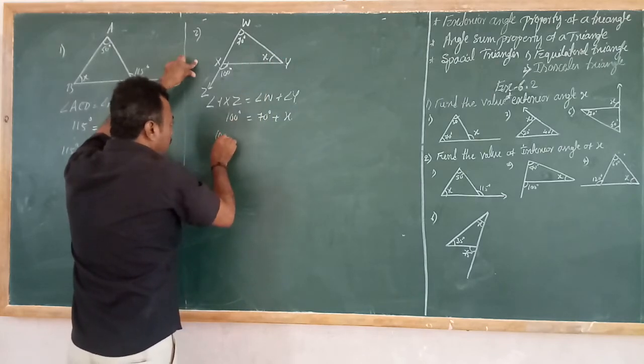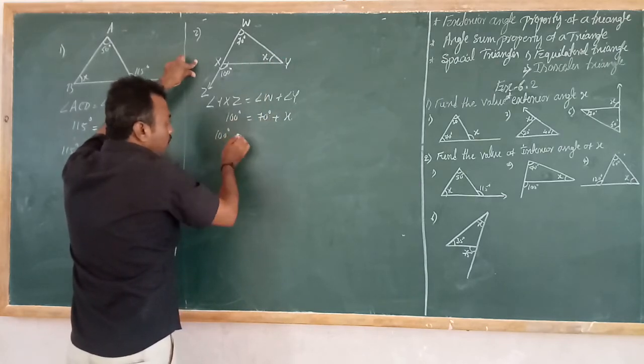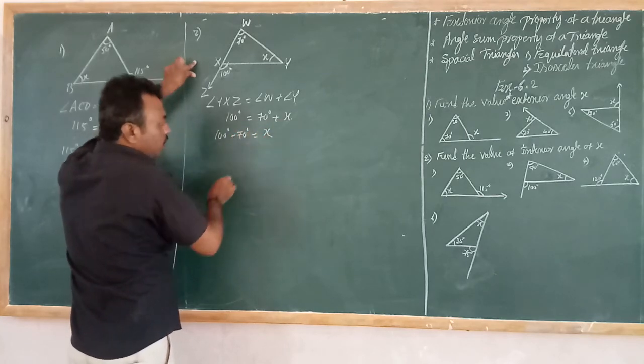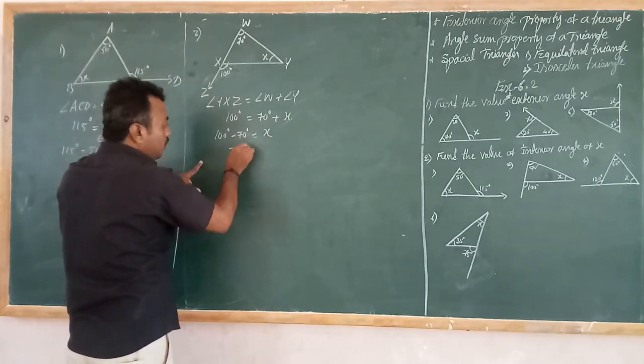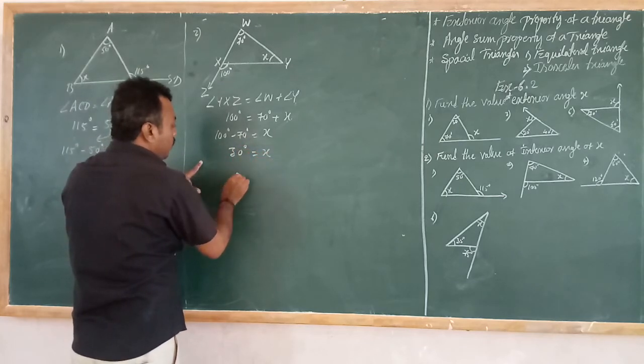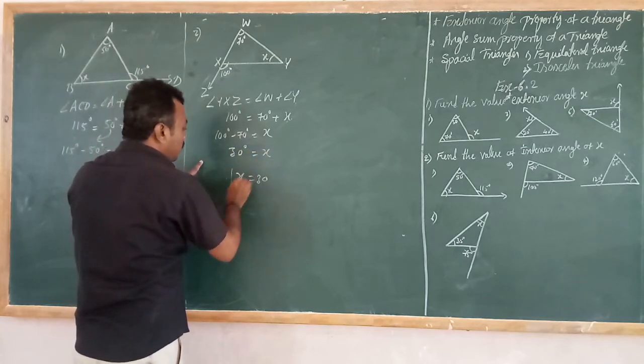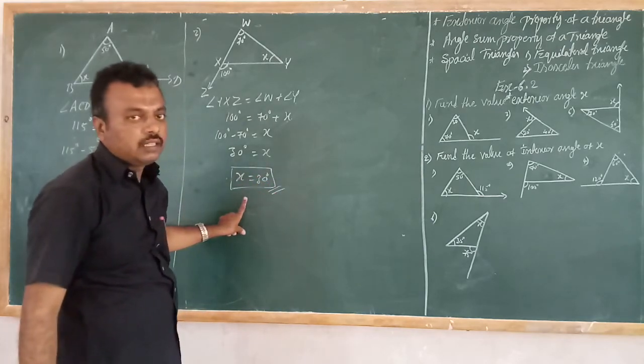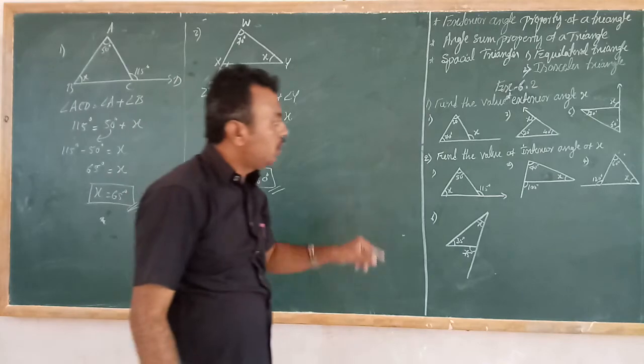So now 100 degree keeping in the LHS side, 70 degree sent to the LHS becomes minus 70 degree. Therefore, it is equal to X. 100 minus 70 becomes 30 degree. It is equal to X. Therefore, X is equal to 30 degree. So this is the value of interior angle of X. Okay. So like that, question number 4.